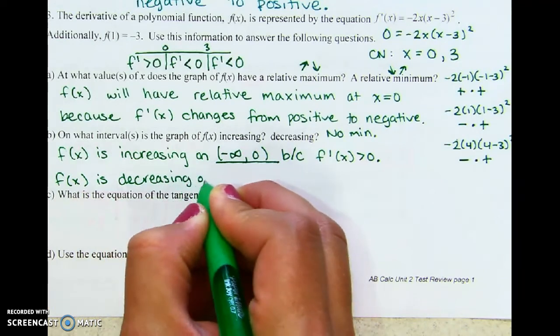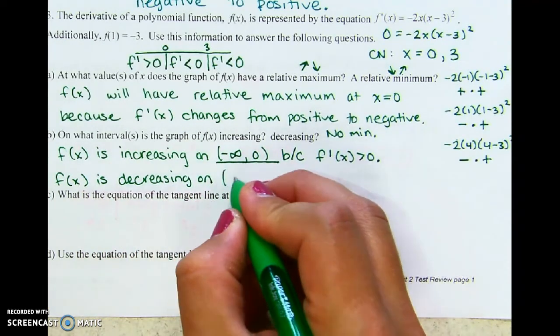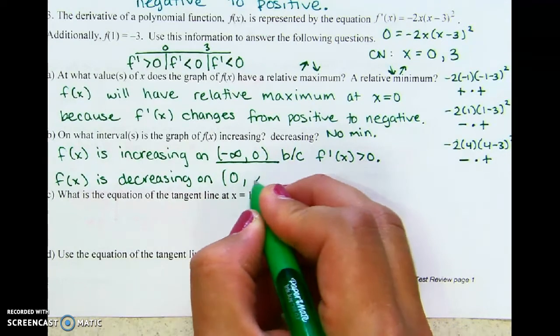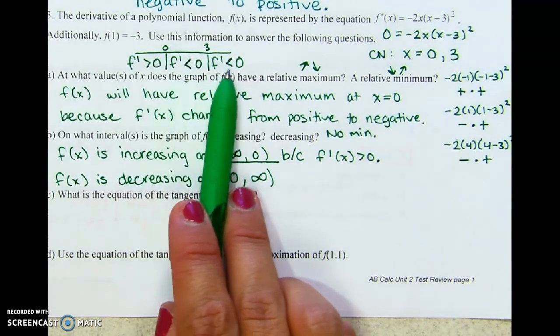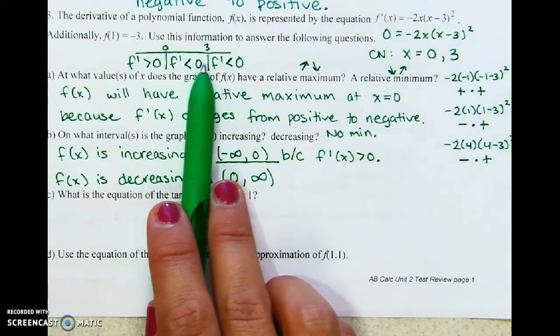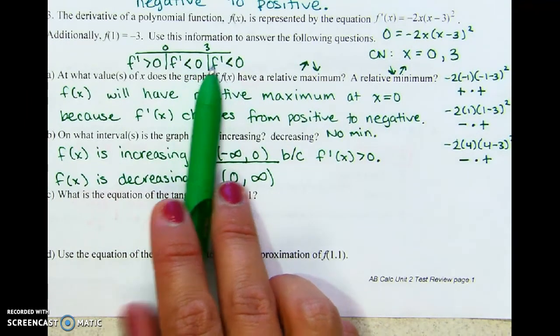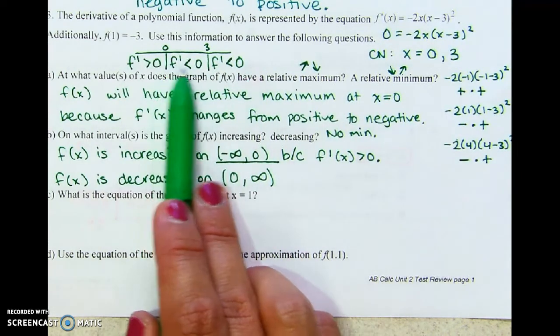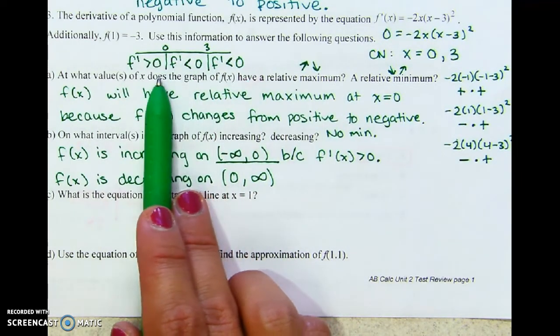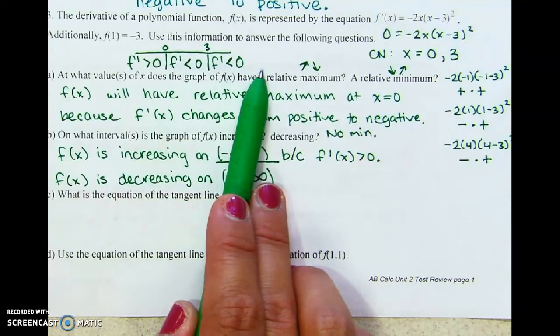F is decreasing on 0 to infinity. Okay, do you see how the derivative is less than 0 and less than 0? Even though the derivative equals 0 at 3, it's actually still decreasing the entire time. So it never is increasing, thus it's decreasing from 0 to infinity.